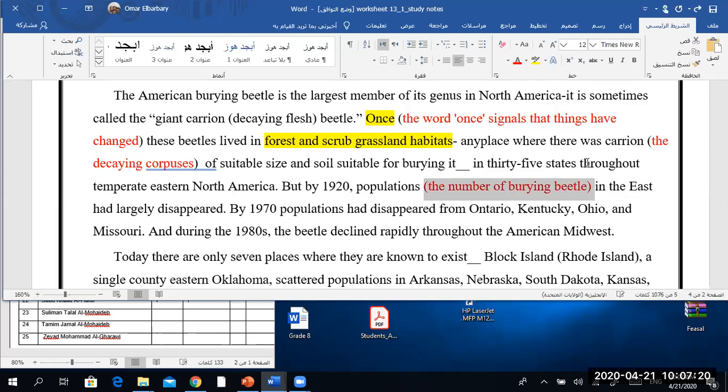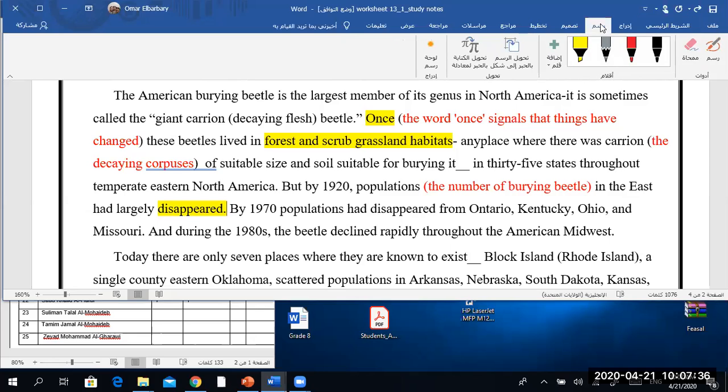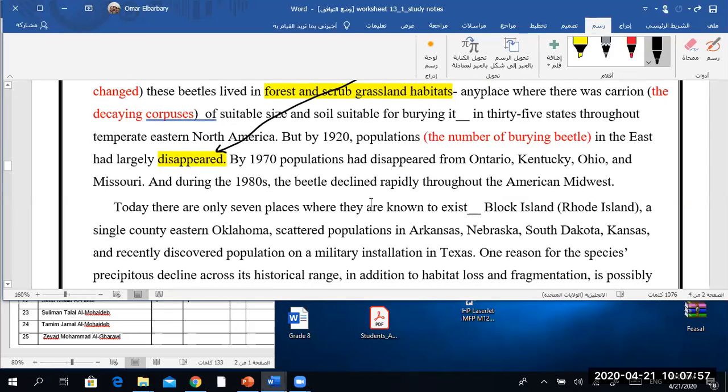All right. So this number had largely disappeared. And can you see the connection between this and the word "once"? So, boys, can you see the connection between "once" and this word? This actually predicted or foreshadowed this. How did we know? I told you it has been signaled to us by the word "once". We guessed it before we even continued to read. Right, boys? So, thank you very much, Saud.